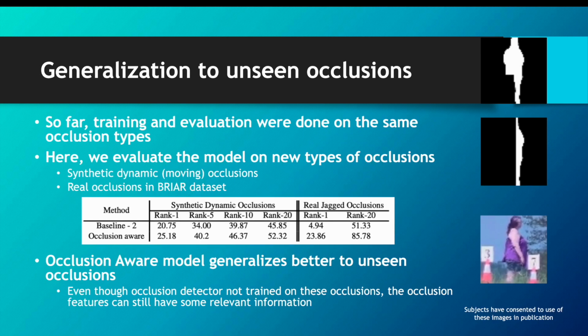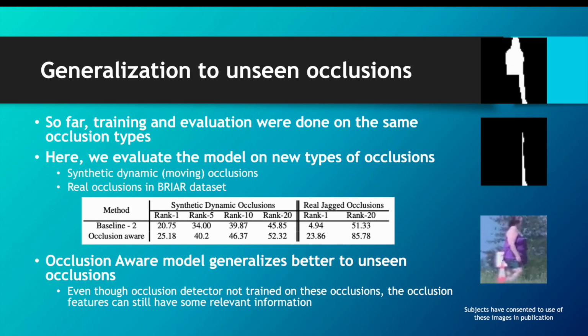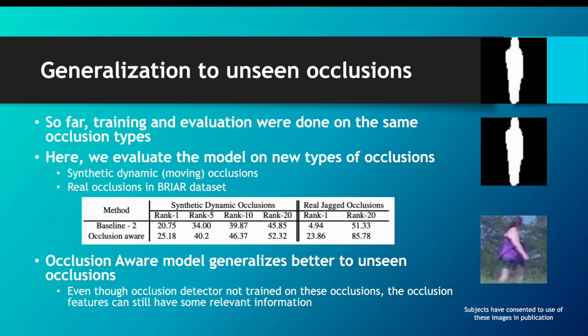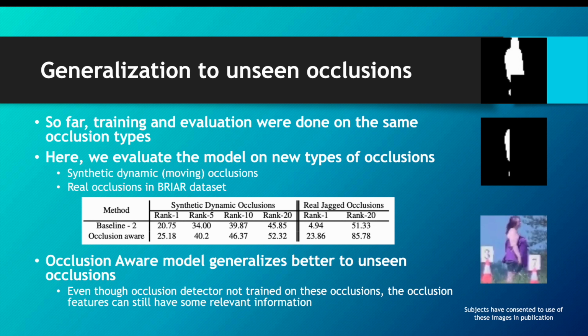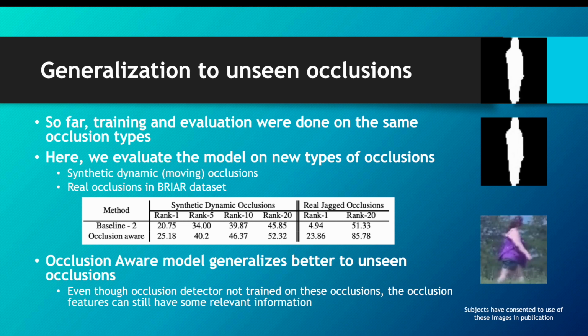Another experiment we want to perform is to see whether our method is able to generalize to unseen occlusions. So far all experiments were done on similar kinds of predefined occlusions, and in this experiment we come up with two new types of occlusion, one of them being dynamic occlusions, where the occlusion can change with every frame, and another is real occlusions present in the BRAD dataset, where tall grass occludes the bottom part of the subject from view.